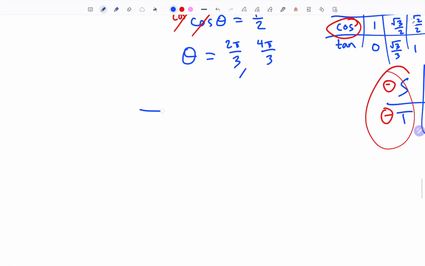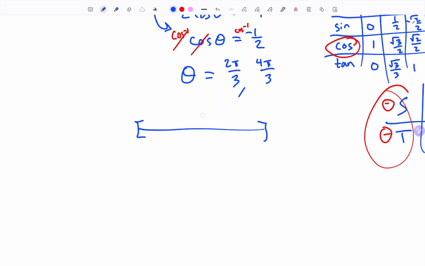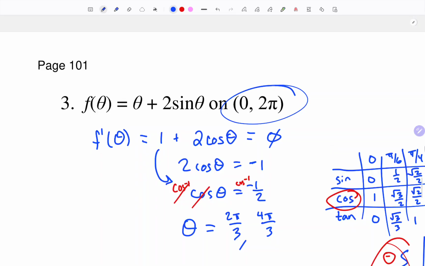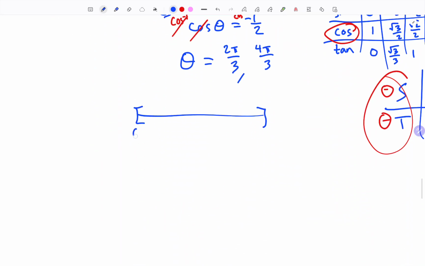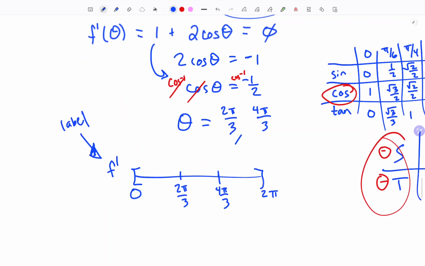Now, this is also important. When we make that number line analysis, we are not going to do arrows anymore. We're going to do brackets, and the reason is we're just going from 0 to 2 pi. So I'm going to put 0 here, 2 pi there. We're going to close that off. Still label it as f prime. That's super important to label it. And we're going to put 2 pi over 3 here and 4 pi over 3 here. So we're going to plug in, and we want to plug in where we had it most factored, but still equal to 0.